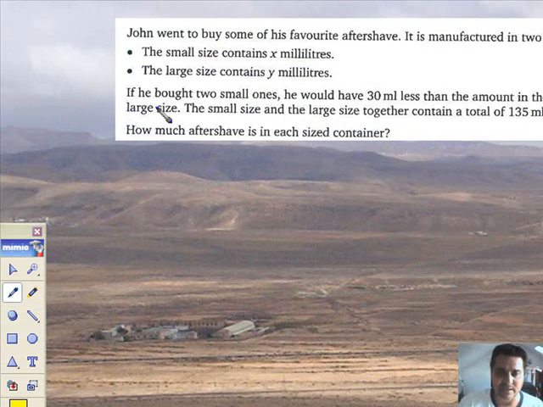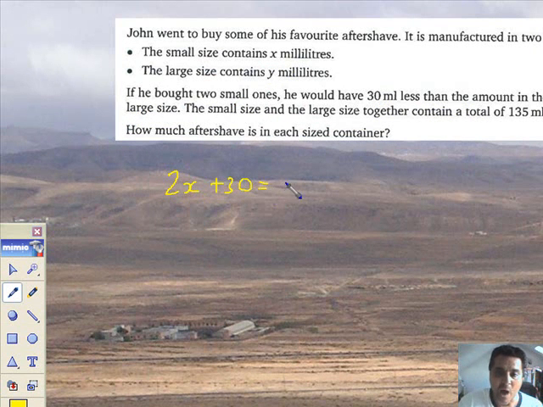So let's just decode the English. If he bought 2 small ones, in other words 2 lots of X's, he would have 30 millilitres less than the amount in the large one. In other words, if I take 2 small ones and give them an extra 30 to play with, I will get the equivalent of a large one. Read the English carefully, extract the information, get an equation. The small one and the large one altogether come to 135. That's easy. Small plus large comes to 135 of aftershave.